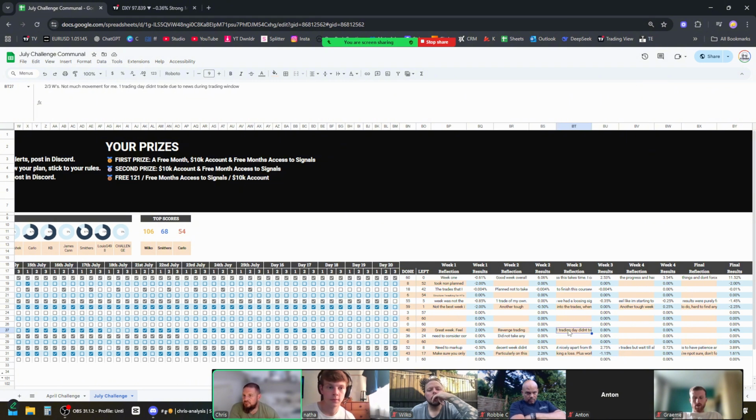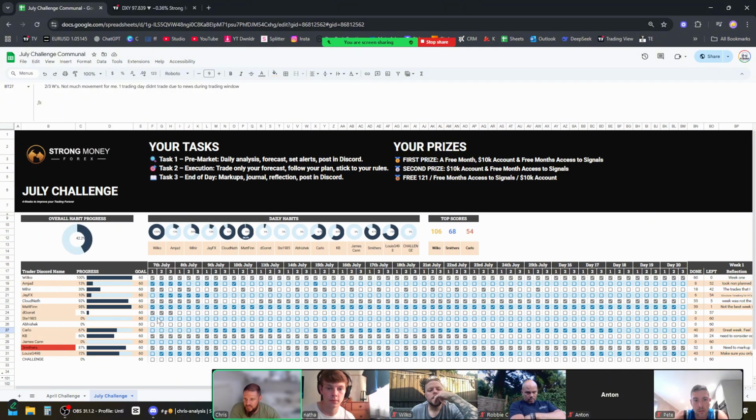Great. 2 out of 3 wins. Not much movement for me. 1 trading day. Didn't trade due to news during trading window. So look, Carlo's had a good couple of weeks, by the looks of it, some positive weeks. Ended up with 3.4% for the month, which is a good result compared to lots of the other results that we've seen here. So well done to him, and hopefully that keeps up.